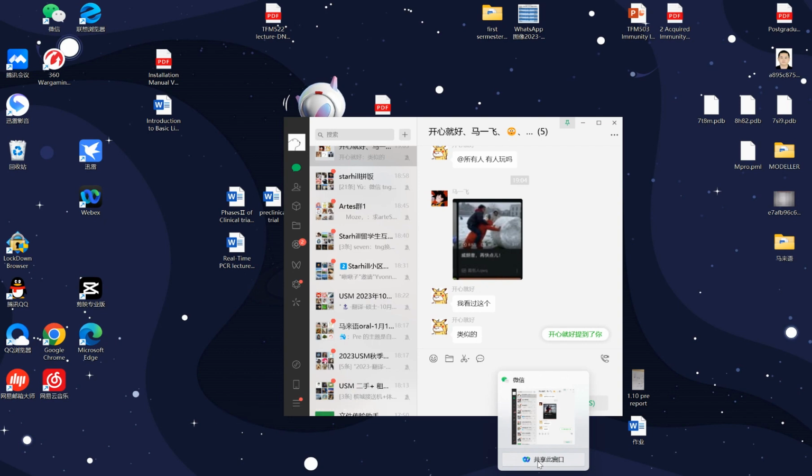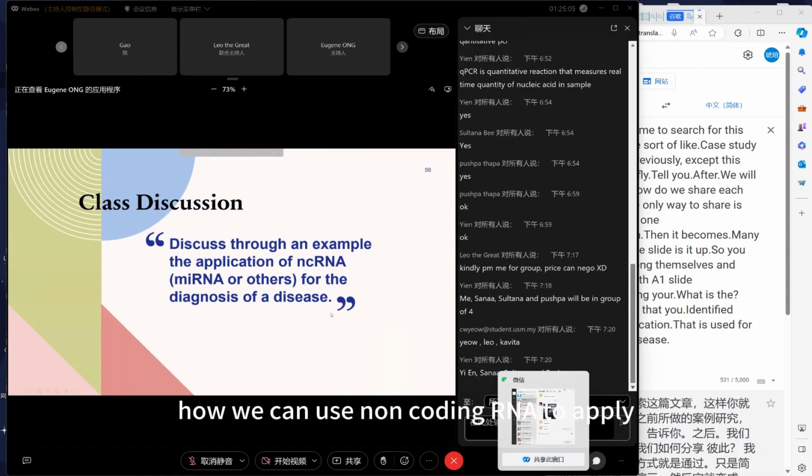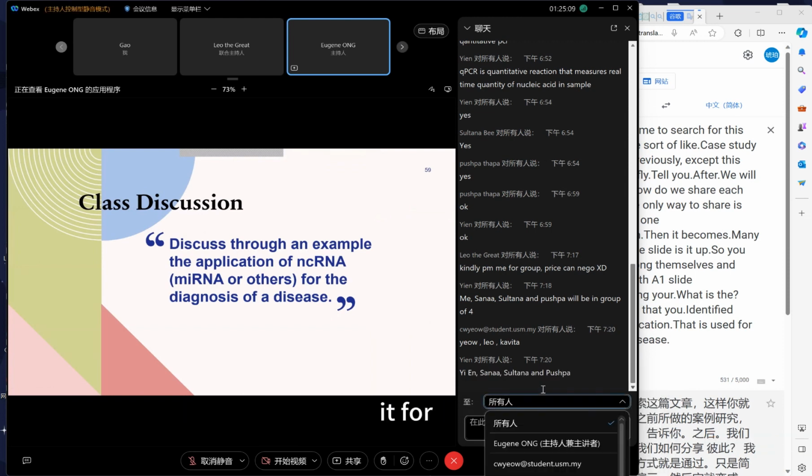Doctor, can you share again what's the title? Okay, I'll share once more. So your presentation should cover this, right? Your discussion, sorry, not presentation, but just your summary should briefly discuss what sample is used, what kind of liquid, blood or urine or whatever, and then how it is performed, is it qPCR or other kind of PCR, some bioinformatics, and what the biomarkers were that were identified. So just discuss an example of how we can use non-coding RNA for the diagnosis of a disease.